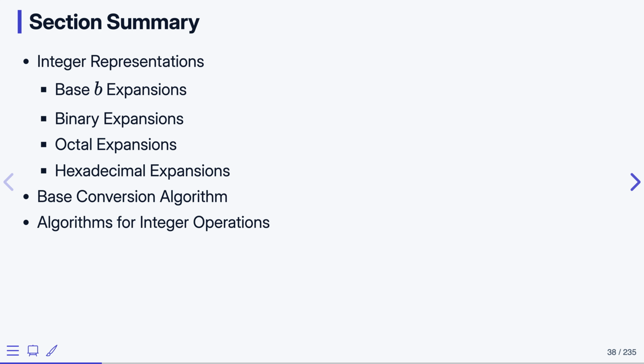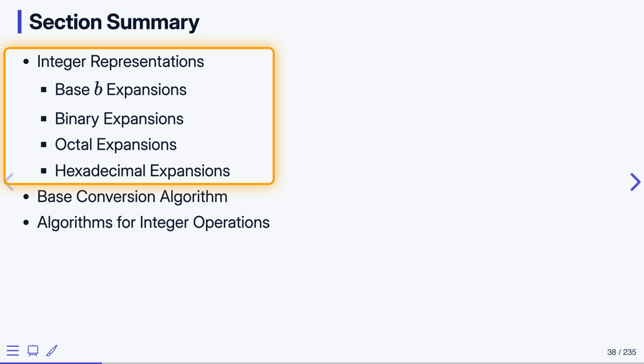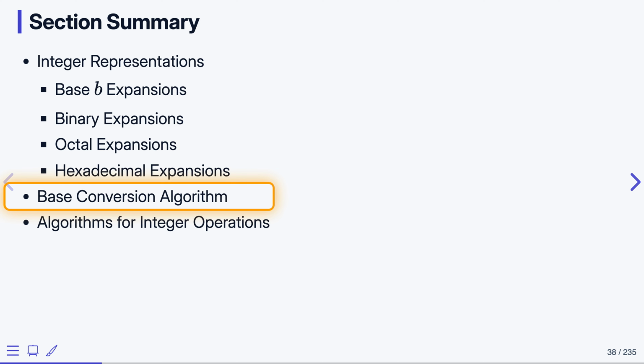This is our plan for this section. First, integer representations. We will write numbers in base B, in binary, in octal, and in hexadecimal. Second, a base conversion algorithm, a step-by-step recipe to change a number from one base to another. Third, algorithms for integer operations, the methods a computer uses to add, multiply, and take powers.